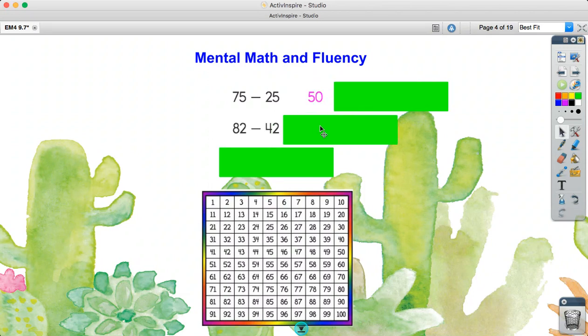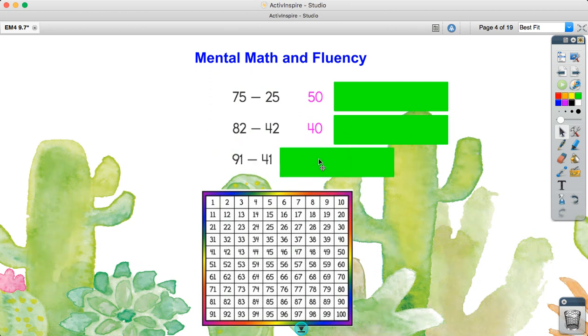82 minus 42 equals, the answer is 40. And finally, 91 minus 41 equals, the answer is 50. Awesome work with today's mental math and fluency.